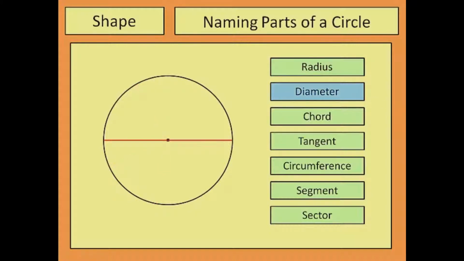A diameter is twice as long as a radius, so it goes from one edge to the other edge, but again goes through the center. It doesn't matter where it is on the circle again, as long as it goes from one edge to the edge and goes through the center. So all of these lines that you're seeing now are examples of a diameter.